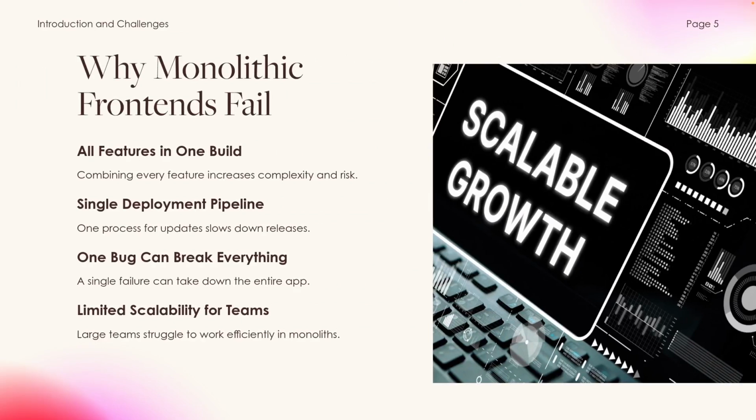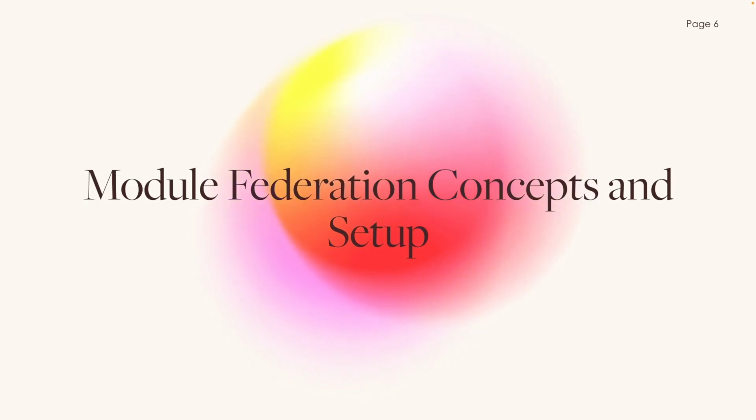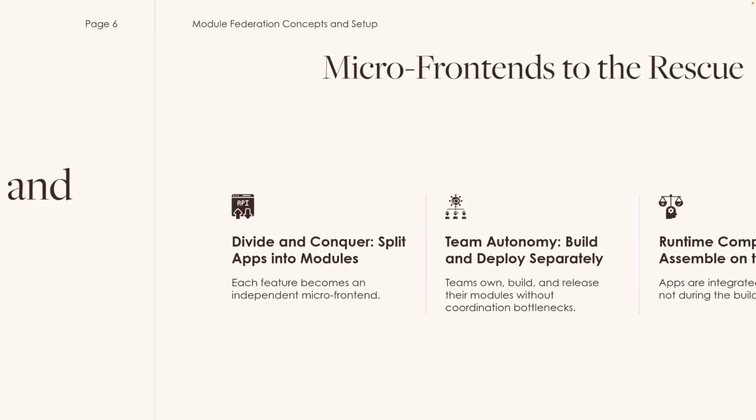Why do monolith front ends fail? You already know: a single deployment pipeline, one bug can break everything. Even a single bug which is not dependent on any other feature breaks the landing page, right? So monolith is failing in that case. But I'm not a big fan of module federation, first of all, but I want to show the use case which is really important. Module federation concept.